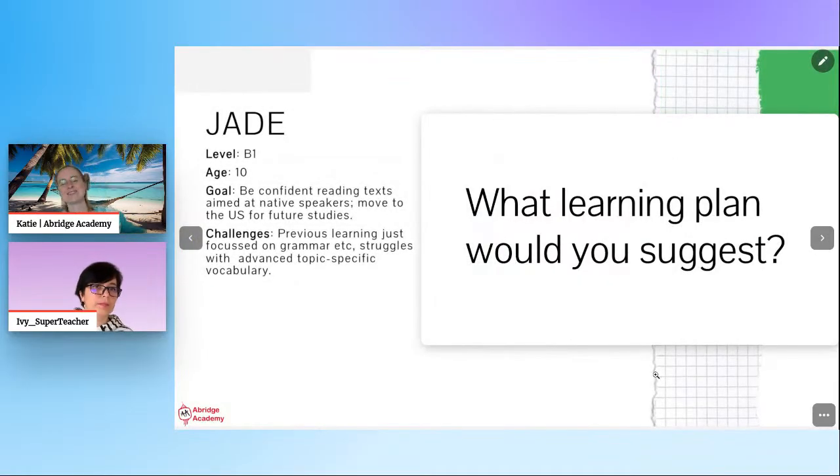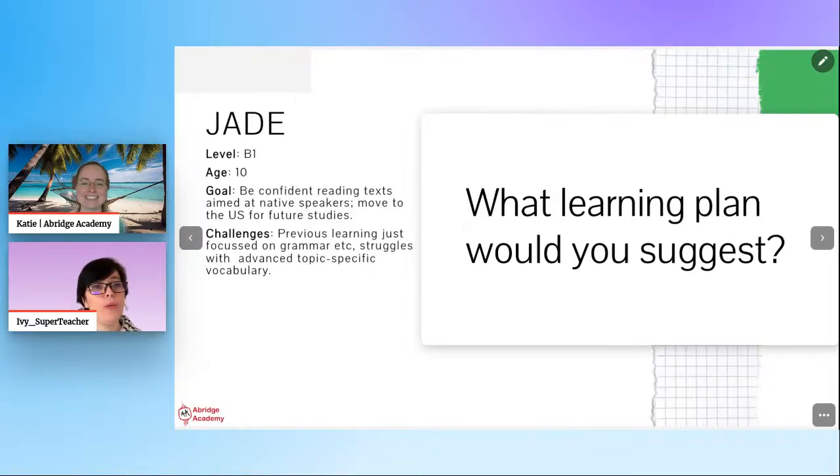Over to you, Ivy. Here's one of your students. Oh, yes. Let's meet Jade. She's at B1, and she's really super advanced for her age. She's just 10, but she's a savvy reader and she just loves learning everything like a sponge.